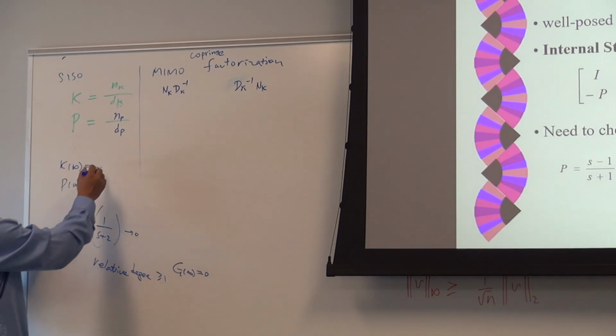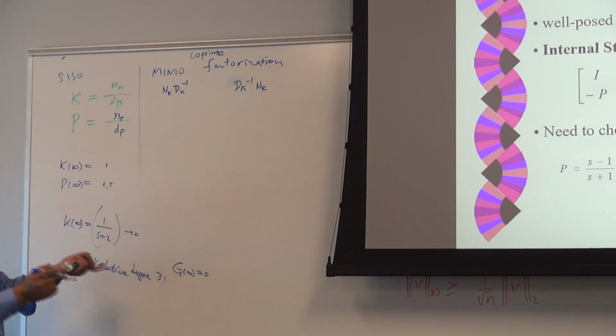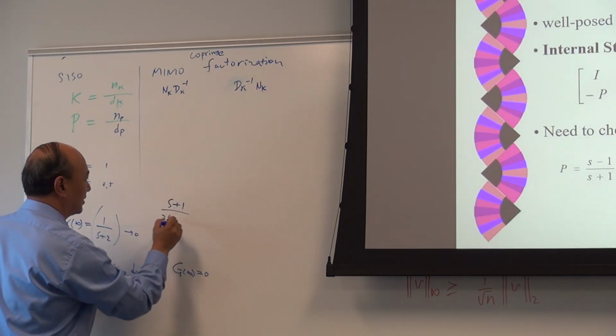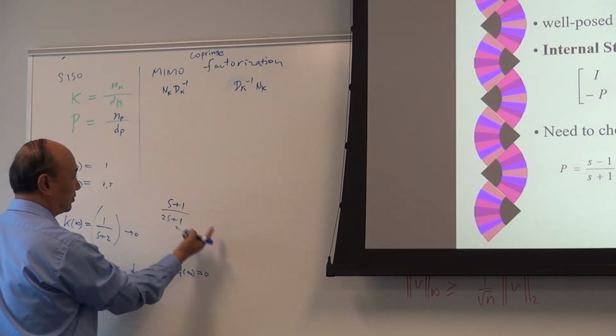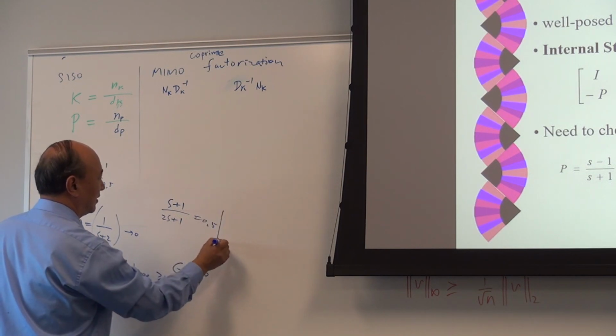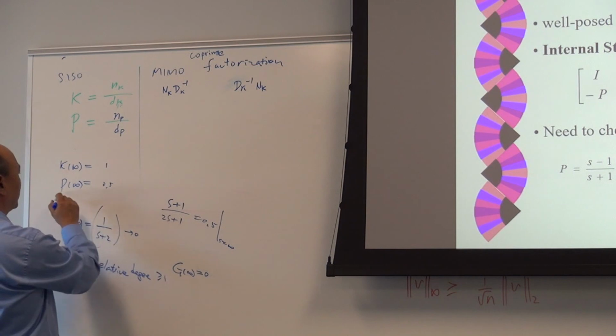This one maybe is 1.5. It could be. Say for example, s plus 1, s plus 2 plus 1. So then infinity will give you what? 0.5, right? Okay? 0.5. So it's possible.